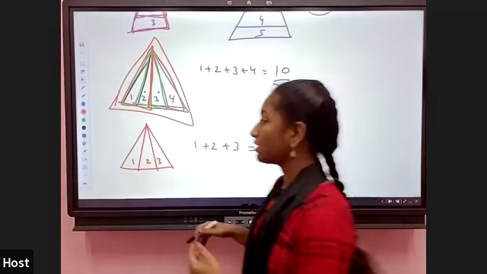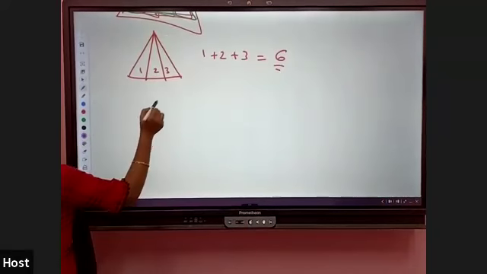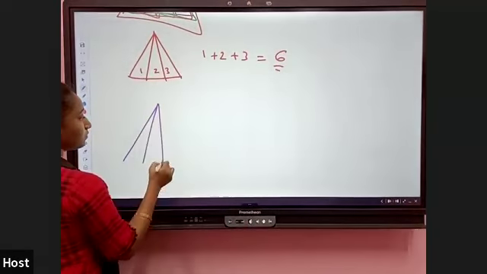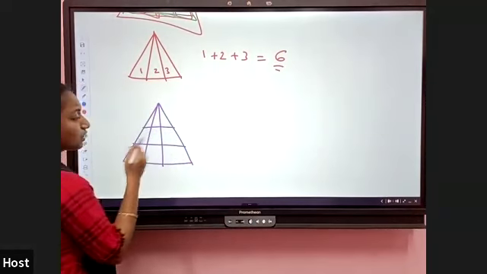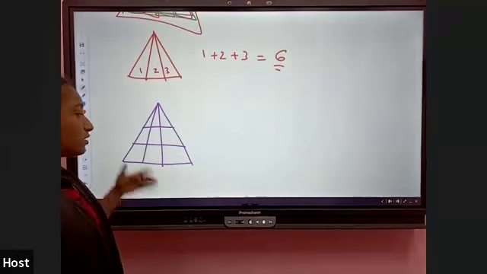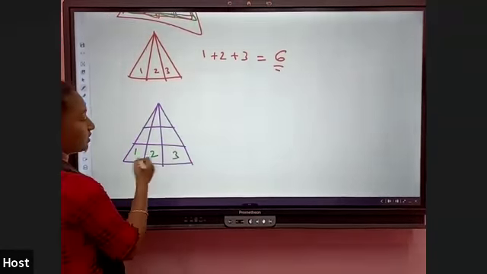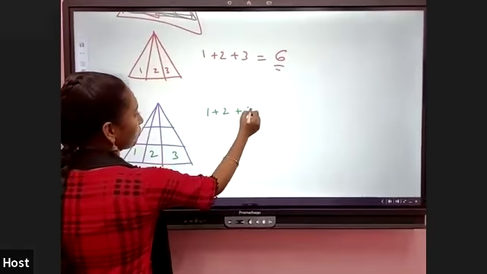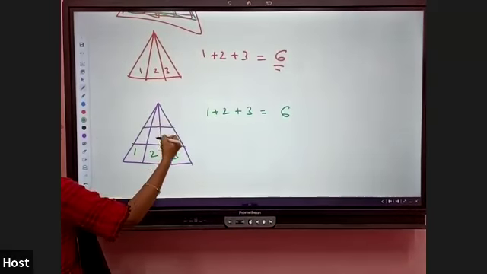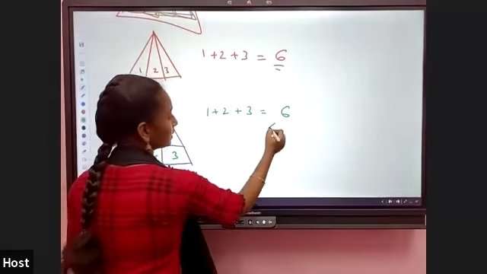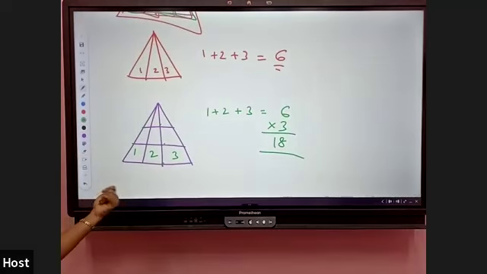Okay. When both step triangle and side triangle are given, what should we do? So here both step triangle and side triangle are given. So first find number of side triangles. 1, 2, 3. So 1 plus 2 plus 3. How much? 6. Now find number of step triangles. 1, 2, 3. So total 3. 6 into 3 is 18. So there are 18 triangles in the given figure.